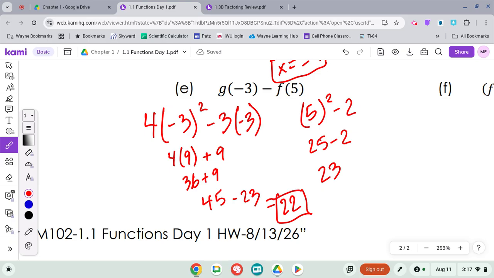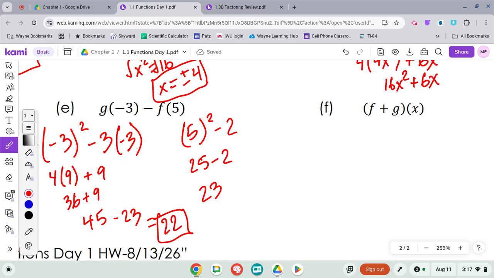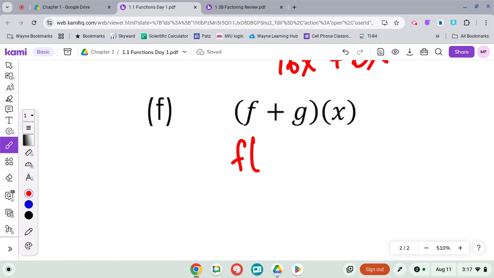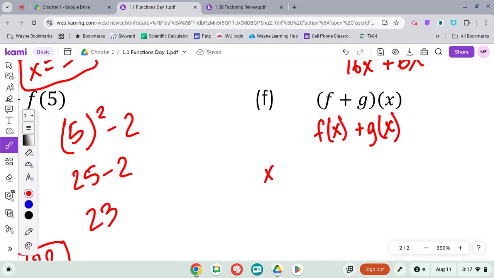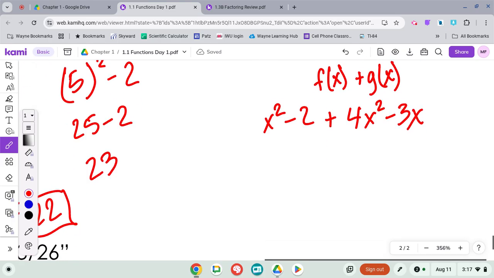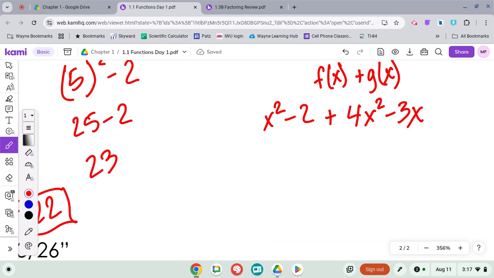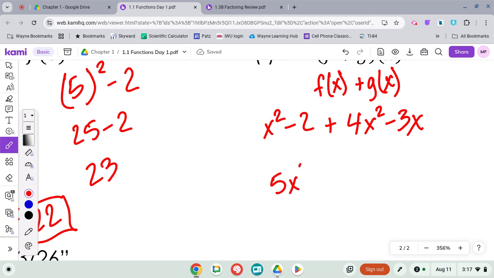And we've got one more problem here to look at. F plus g of x. It could be written like this. You also might see it written like this. F of x plus g of x. Okay, this means the exact same thing. So f of x was x squared minus 2 plus g of x is 4x squared minus 3x. At this point, we combine our like terms. We have 1x squared and 4x squared. That gives me 5x squared. Okay, minus 3x minus 2. Okay, so 5x squared minus 3x minus 2 is what I got.